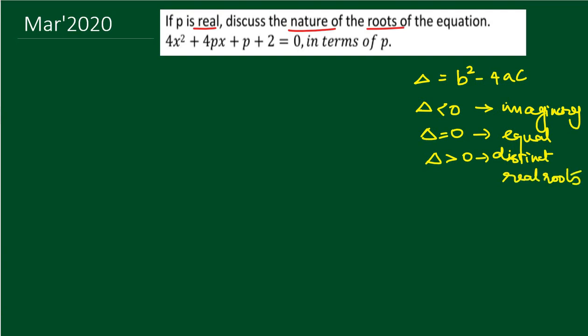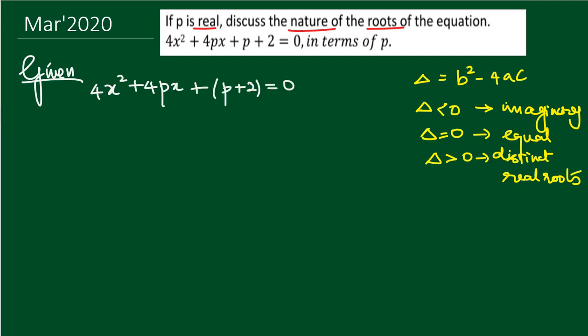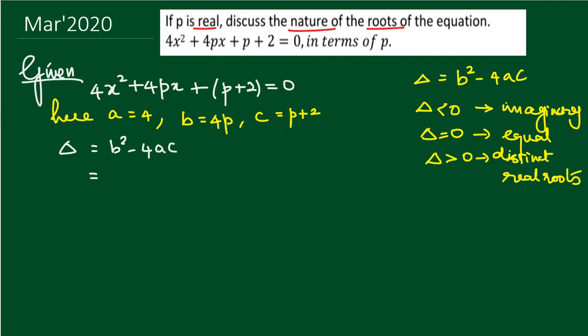Now coming to our question, the given equation is 4x squared plus 4px plus p plus 2 is equal to 0. This p plus 2 is a constant here; we consider it as a constant. Now delta is equal to b squared minus 4ac, which is equal to (4p) whole squared, 16p squared, minus 4 into a, which is 4, and c is p plus 2.